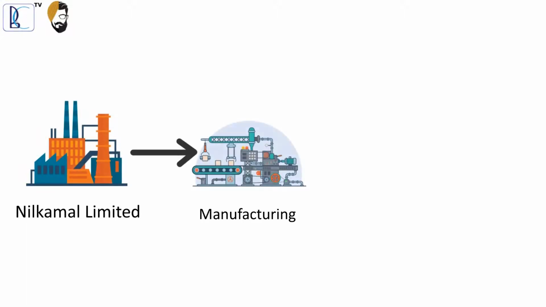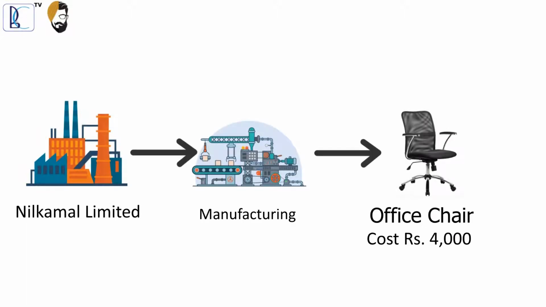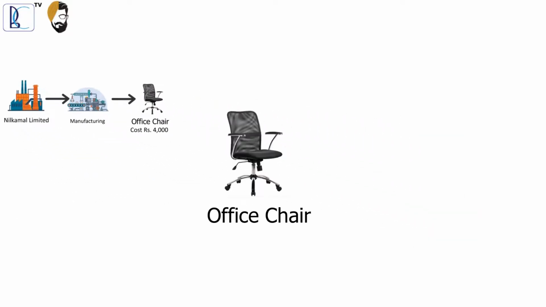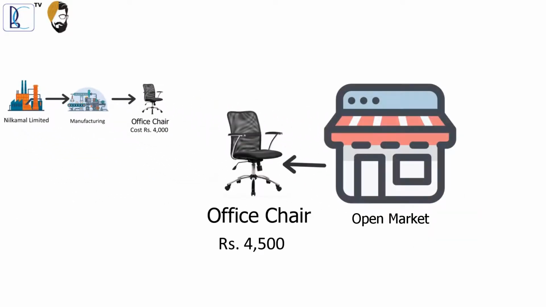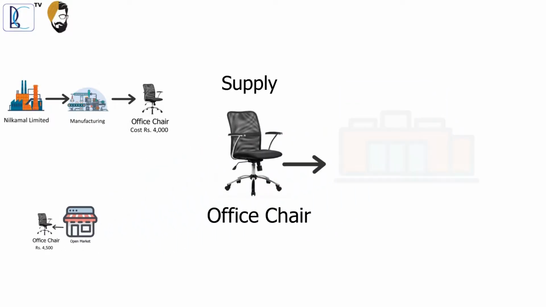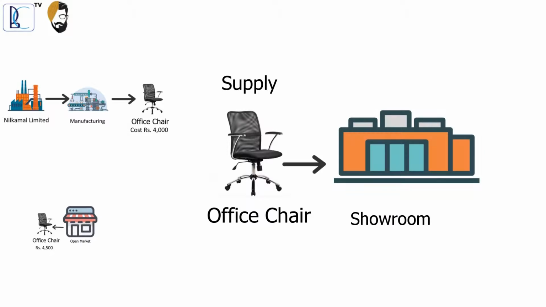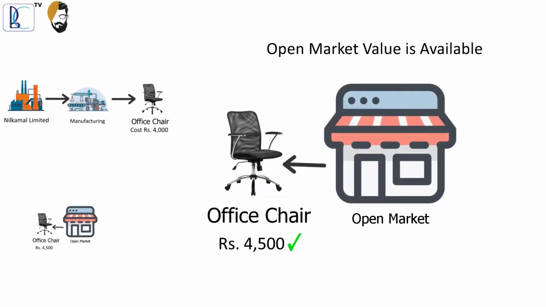Example: Nilkamal Limited is manufacturing office chairs and the cost of manufacturing is 4,000 rupees per chair. A similar chair in the open market is valued at 4,500 rupees. These chairs are supplied to a furniture showroom at the rate of 3,000 rupees and the balance in non-monetary consideration. Now, since the open market value is available, 4,500 rupees will be considered for the valuation of supply.